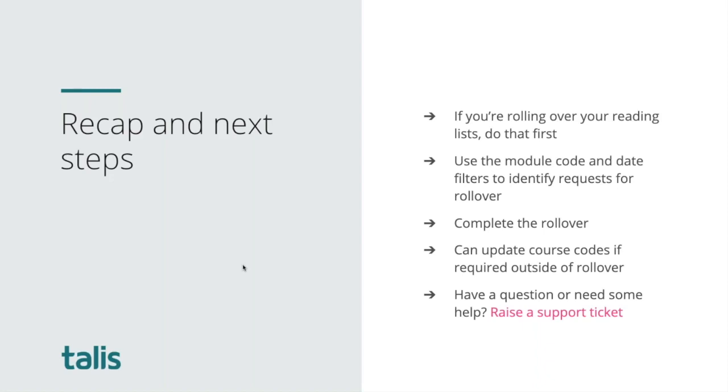What you don't want to happen is to override and link it to the same reading list when that reading list is actually present. It's an old reading list. So that is something to be aware of. A reminder that outside of rollover, you can update your course details using the course report by courses. If at any stage you've got questions or something's happening and you're not sure what to do, just raise a support ticket and give us the details and we can help you.